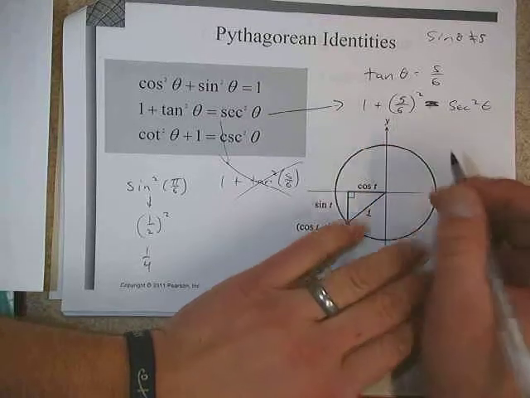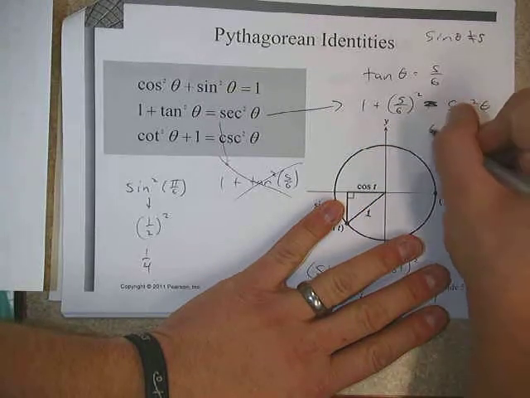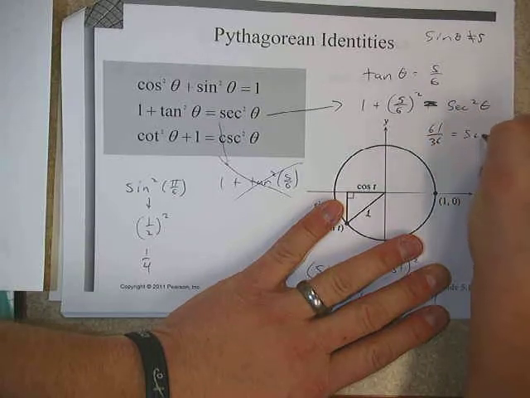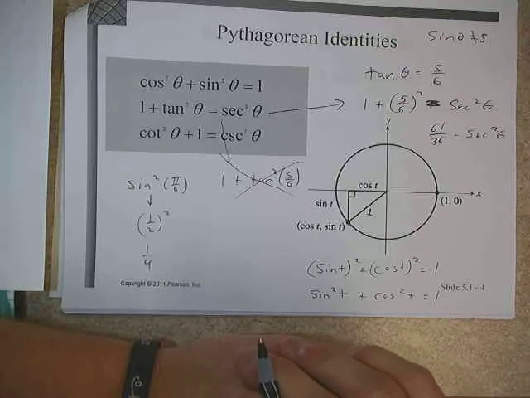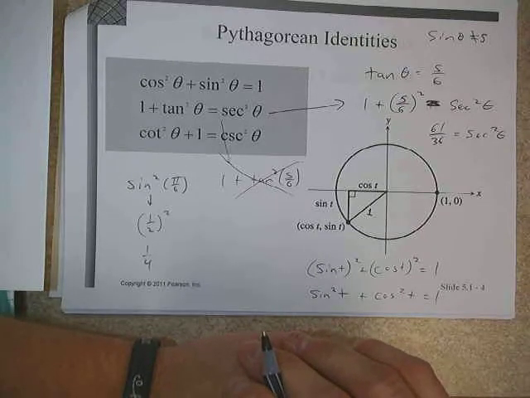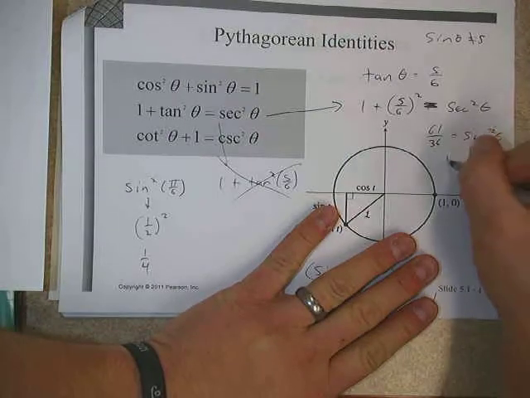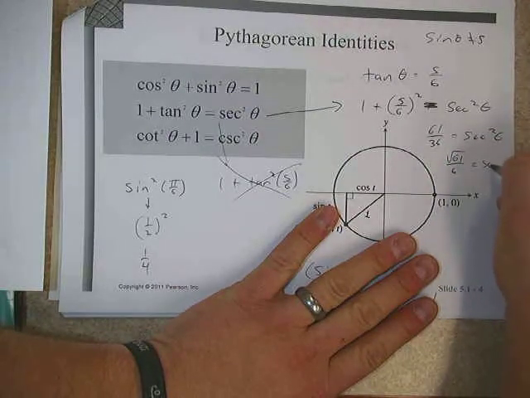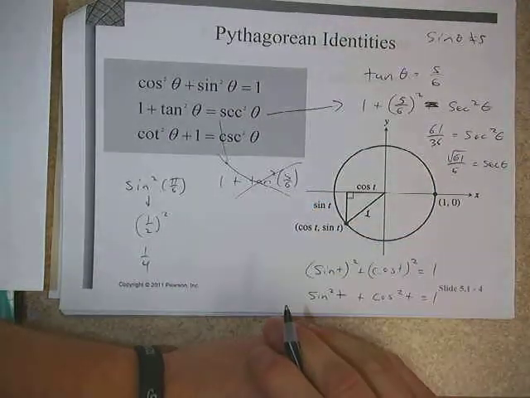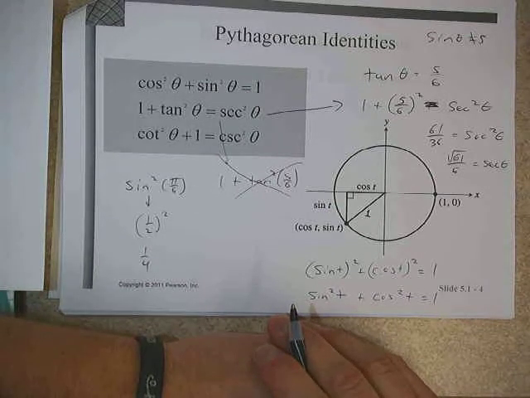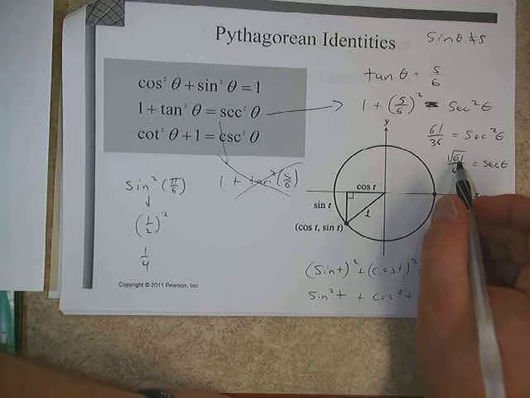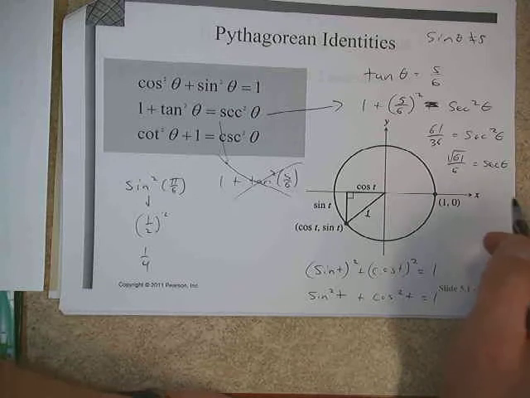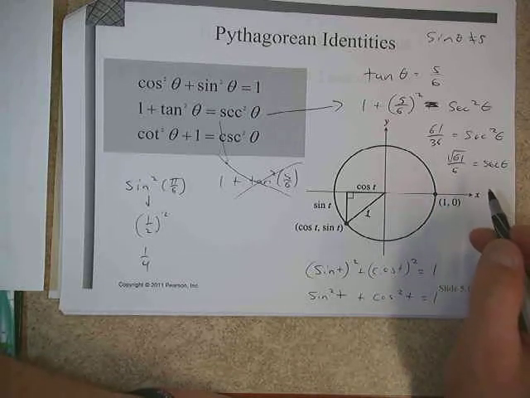And if I do the math on that, I'm going to get 1 plus 25 over 36. If I make the 1 into 36 over 36, 36 and 25 is going to make 61. So therefore there would be my secant squared theta. Keep in mind that's the secant squared, so to get the secant I'm going to need to take the square root of both sides. So I'm going to end up with the square root of 61 over 6 equals secant theta. True?